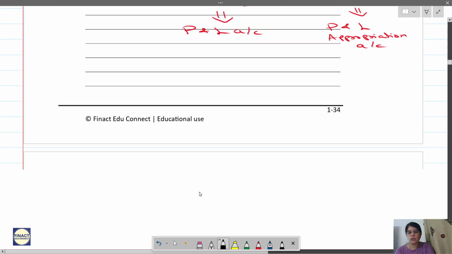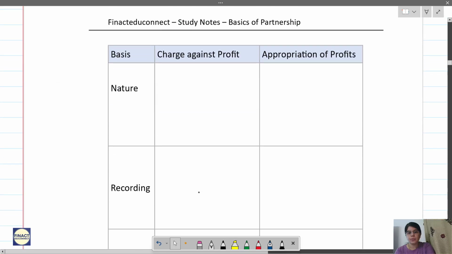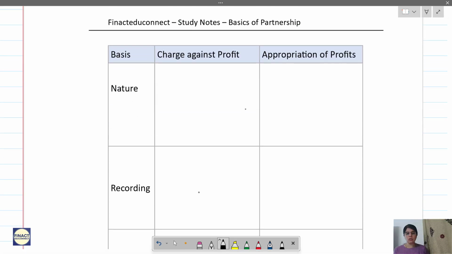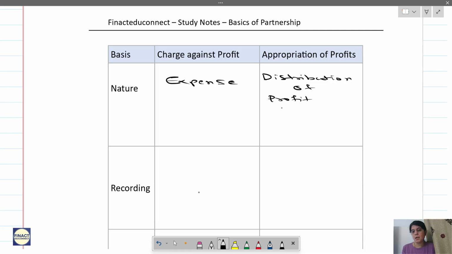Okay. So now, let us understand what is the difference between the two: charge against the profit, and appropriation of the profit. The nature of a charge is all the expenses. This is an expense, correct? Whereas appropriation of the profit is distribution of profit among partners. It can be in the form of commission, salaries.